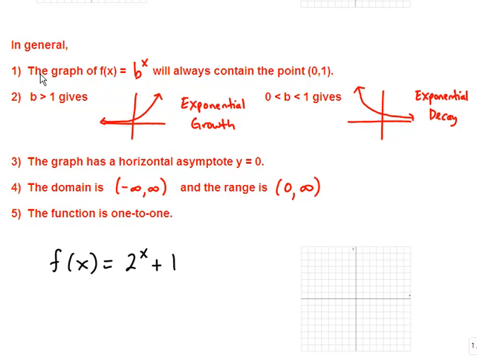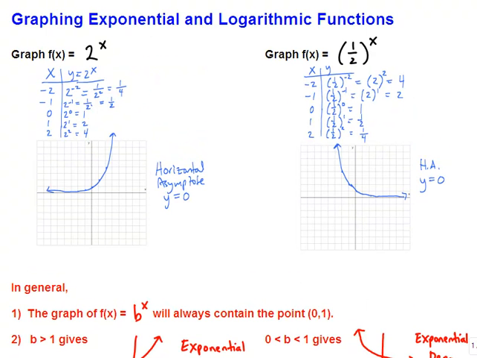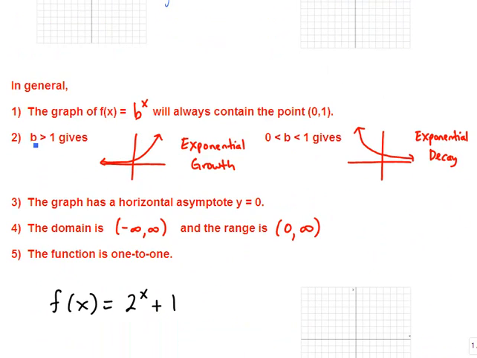If the base is bigger than 1, like our very first example, then you get what's called exponential growth. The graph rises as you go left to right. If the base is a fraction, like our second example, then you get what's called exponential decay, and the graph falls from left to right. So a base bigger than 1 is called exponential growth and has this shape, and a base that's a fraction is going to give you exponential decay, and it has this shape.